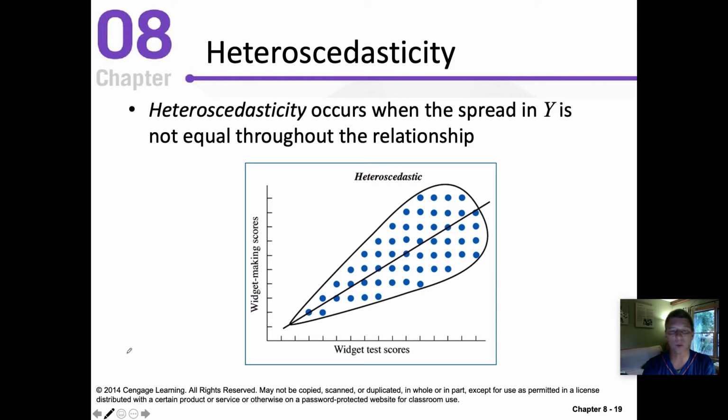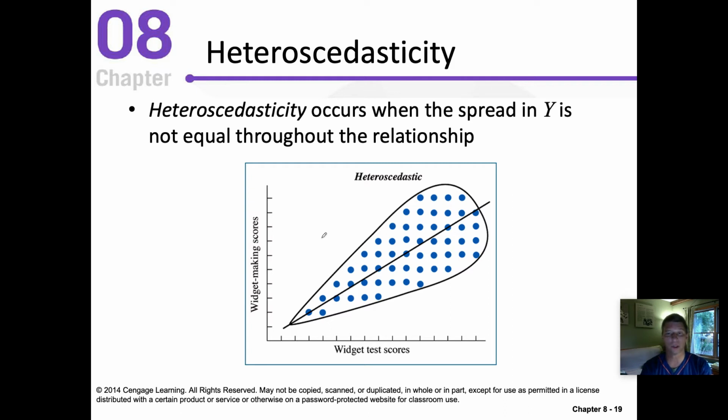We've used the same x and y axes in this particular graph, so we've got the widget test scores on the x-axis and the widget making scores on the y-axis. But here, the data is heteroscedastic. For the very low values of x, there's very little variability in the widget making scores. But when the widget test scores get large, there's a great deal of variability. You can see that there's a much bigger range when the x scores are large than when the x scores are small. So this is what we would refer to as a heteroscedastic data set.